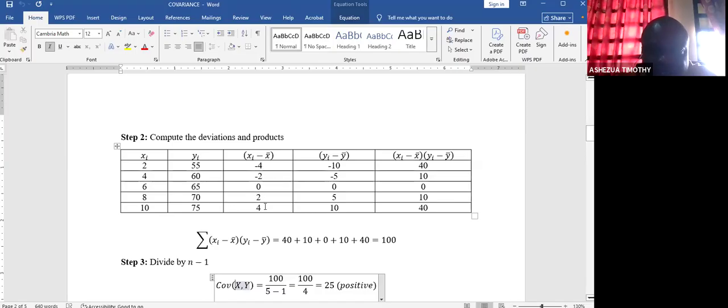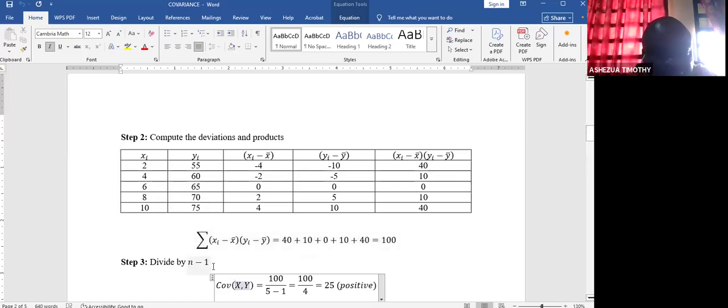10 minus the mean, which is 6, you have 4. 75 minus the mean, which is 65, you have 10. 4 times 10 gives us 40. Next is to add this column, because the formula says we should add the whole of this column, which is the sum of xi times this, which will give us 40 plus 10 plus 0 plus 10 plus 40, which is 100.